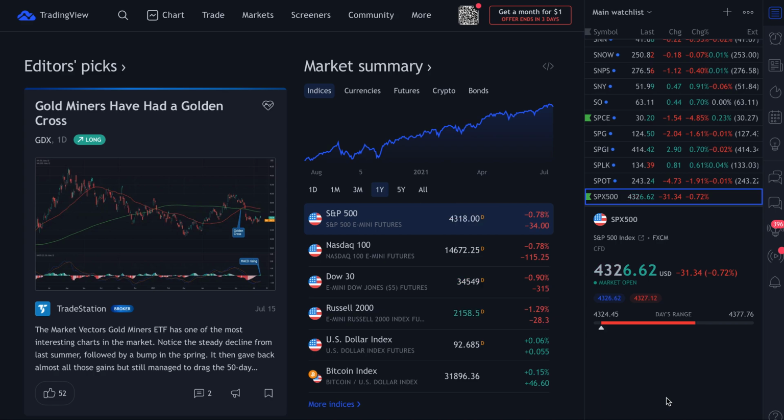Today I'm going to be going over how to access financial statements using TradingView. So, first things first, head on over to Google or whatever search engine you use, type in TradingView, click the first link, and you should be directed to this exact homepage. Once you're here, head on over to chart.